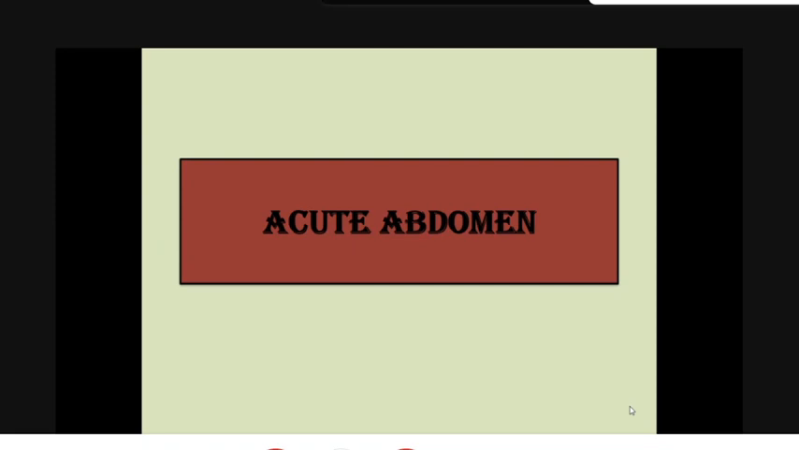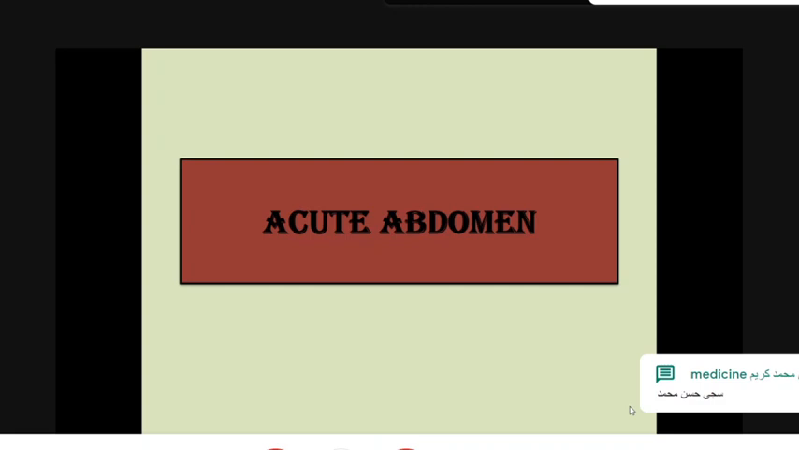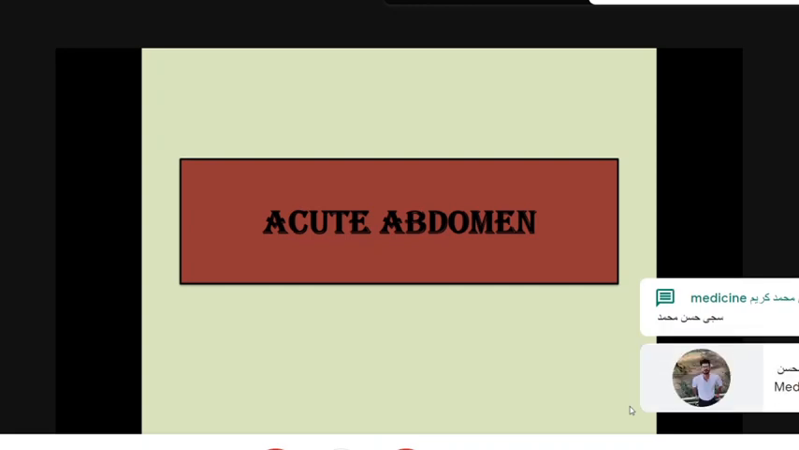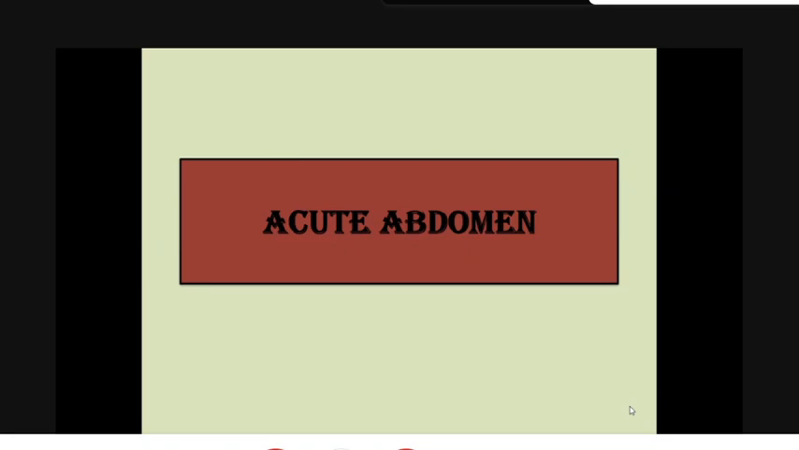We can use the plain film, which is most widely used. CT scan is a good alternative, and in certain specific conditions, the ultrasound plays an important role. The first radiological technique we discuss is the radiographic techniques. Different radiographic techniques can be used to assess the acute abdominal patient.